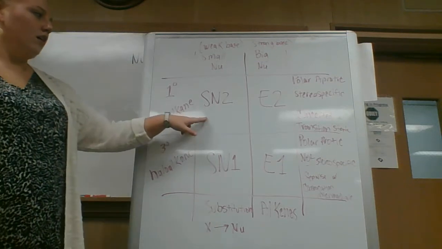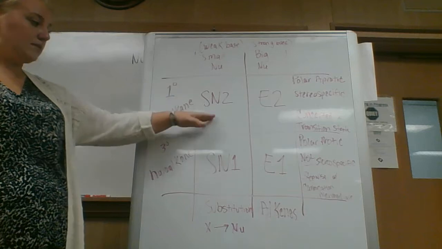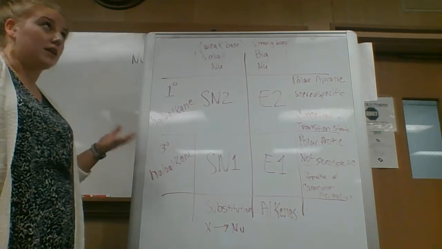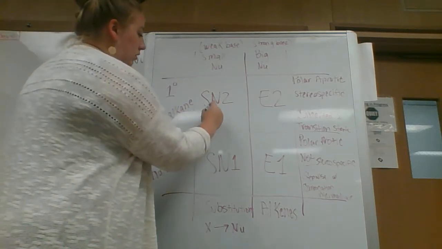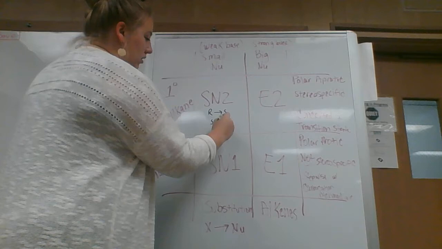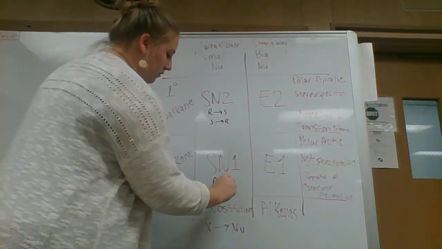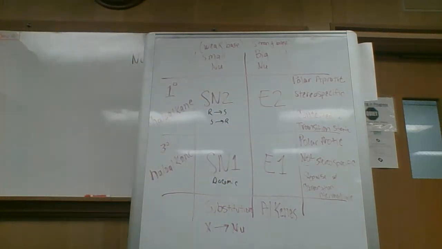So essentially, the substitutions are the only ones that really involve stereochemistry changes. So SN2, R to S, S to R, and then like you said, racemic. Because these are making alkenes, you really don't see any stereochemical changes.